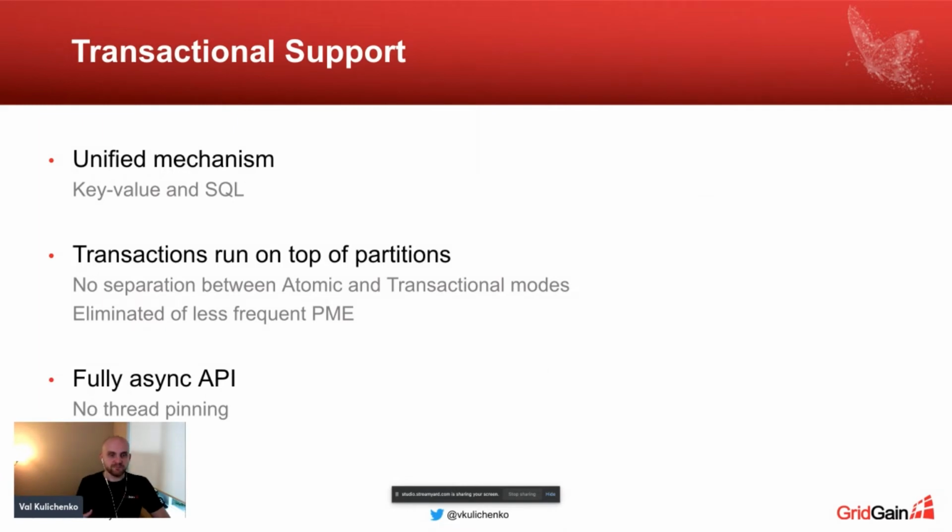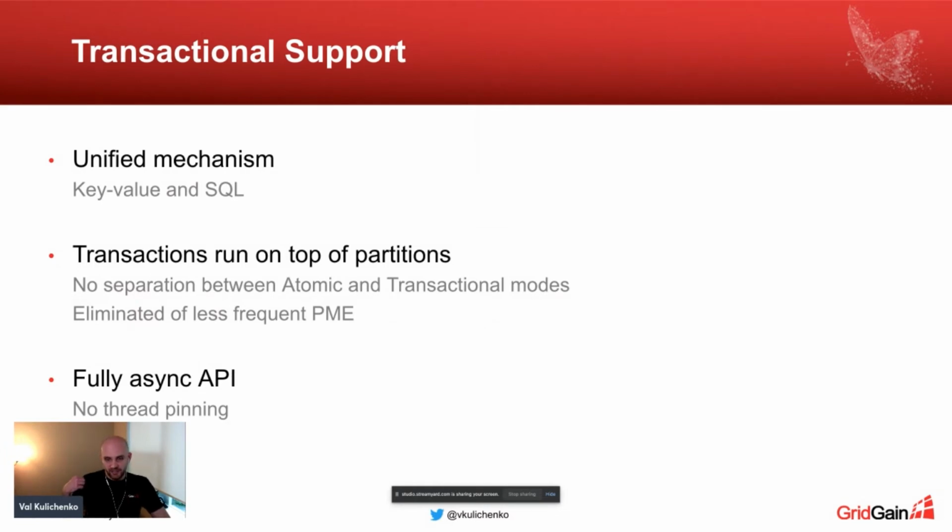First of all, there is the usability improvement of not having a separation between atomic and transactional mode. Currently in 2.x, when you create a cache, you have to specify whether it's atomic or transactional. If it's atomic, it doesn't support transactions, but it's faster. If it's transactional, then it has performance trade-offs, but it supports explicit transactions.